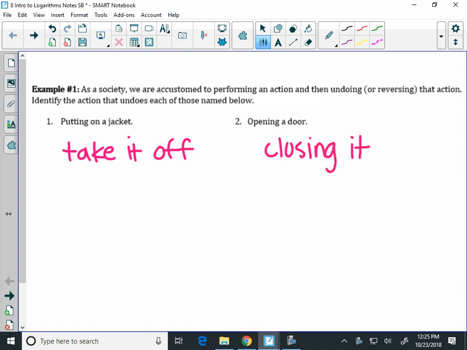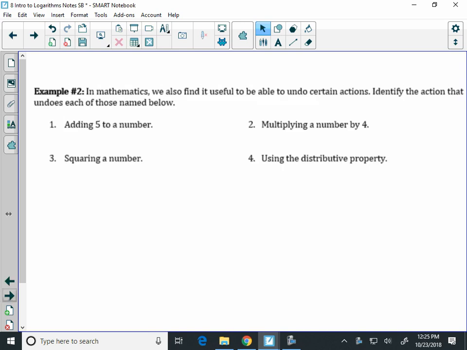All right, that's easy, but the idea is that in your everyday life, when you do something, there's always an opposite action to undo it. Okay. In math, we have those things too. So for example, if you add 5 to a number, what undoes adding 5? Subtracting 5.